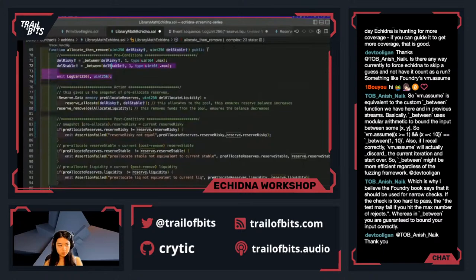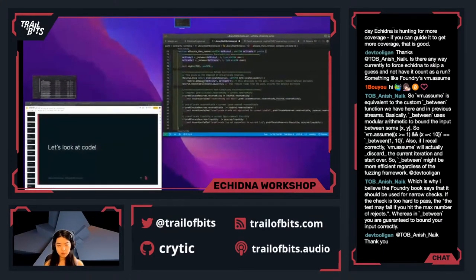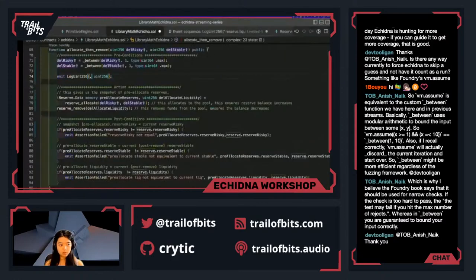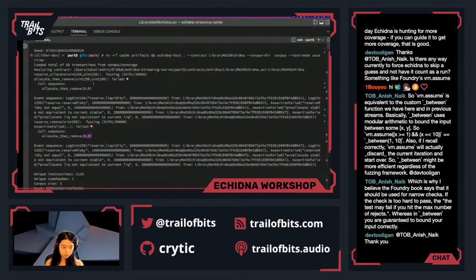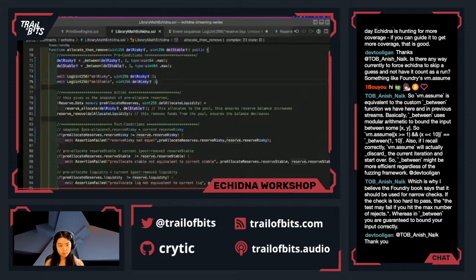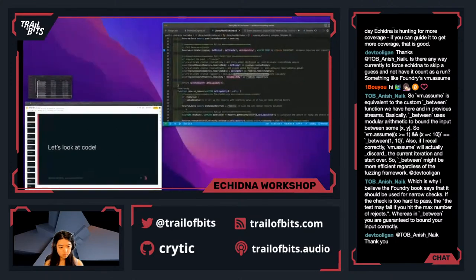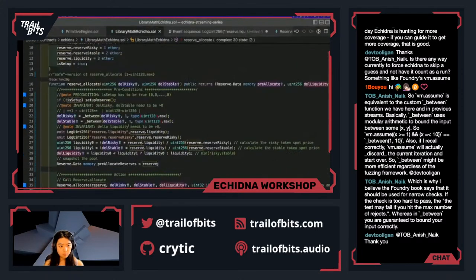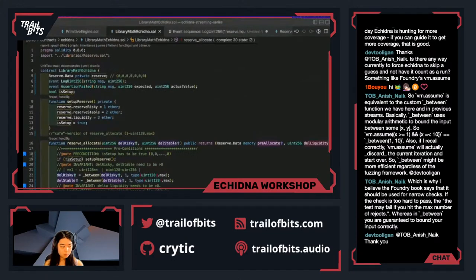So basically what we're seeing is, let's log out that risky and stable balance that we're actually sending, because here Echidna is saying it sent zero, but it would have been scaled to a different number. So I'm just going to print out the risky and the stable, to rerun this code.